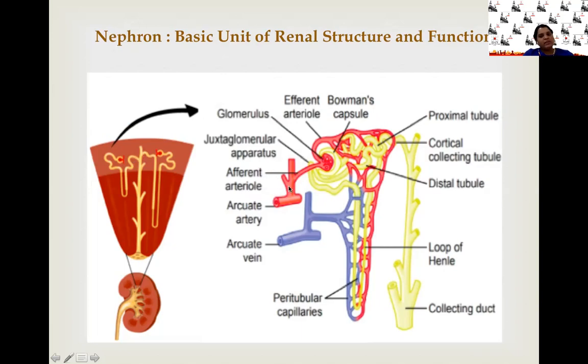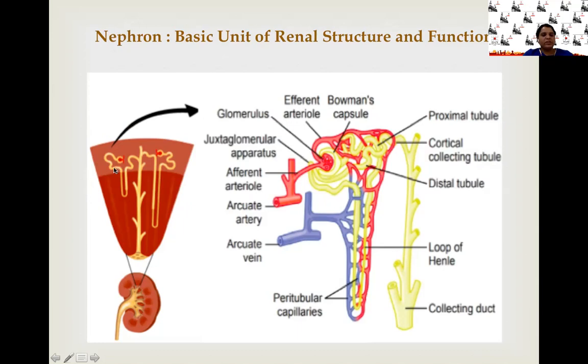Each nephron has a vascular component and a tubular component. The vascular component is formed by the afferent arteriole, the glomerulus, the efferent arteriole, the Bowman's capsule, and the peritubular capillaries. The tubular component is formed by the proximal tubule, the loop of Henle, the distal tubule, the cortical collecting tubule, and the collecting ducts. Multiple nephrons will share a single collecting duct. Now, if you look, the afferent arteriole is slightly wider compared to the efferent arteriole, which is important for the glomerular filtration. As I said, each kidney has roughly about 1 to 1.3 million nephrons.